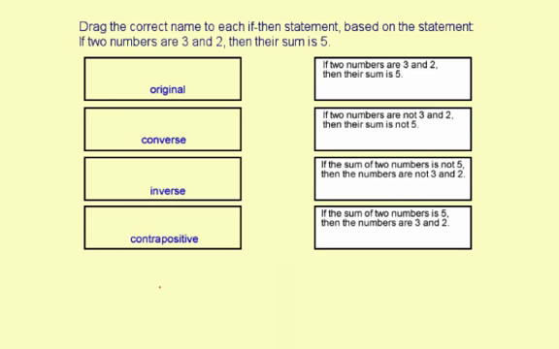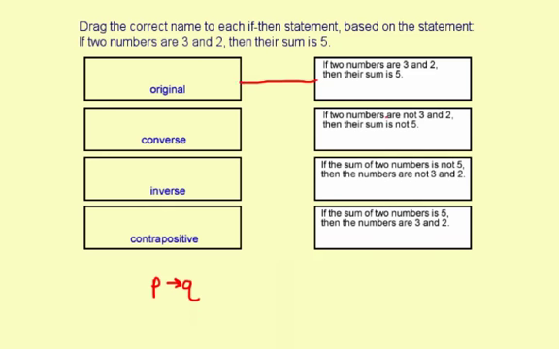The original statement, the logical equivalent is if P then Q, which is written this way using symbolic notation. And that's just the statement that's given, so we want to find if two numbers are 3 and 2, then their sum is 5. And that's this first one, so the first one is the original. So let's look at the next statement here.